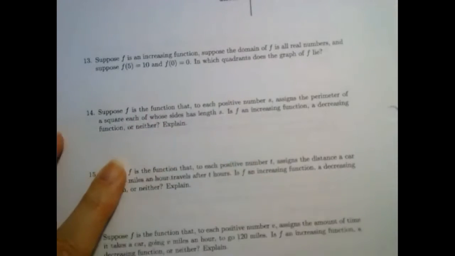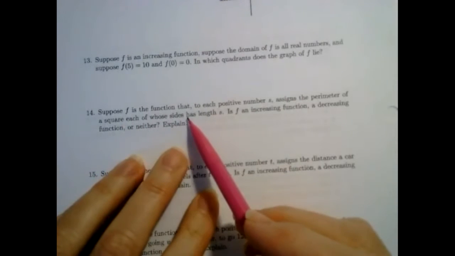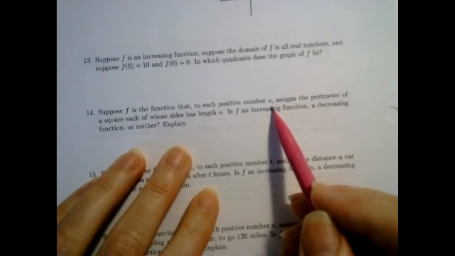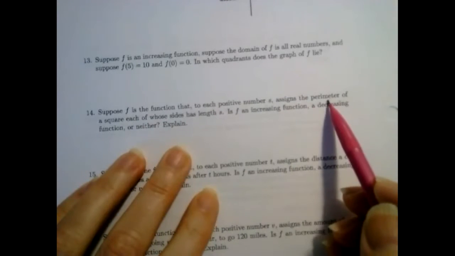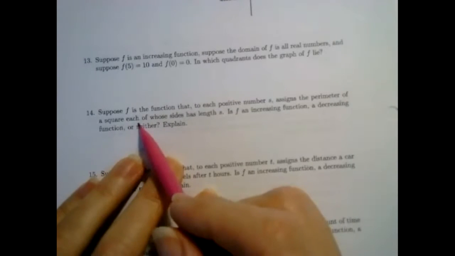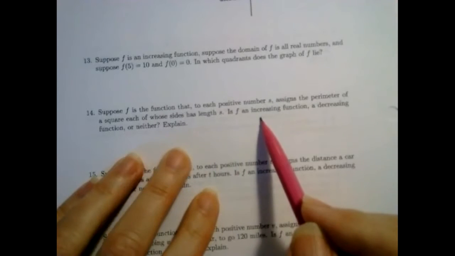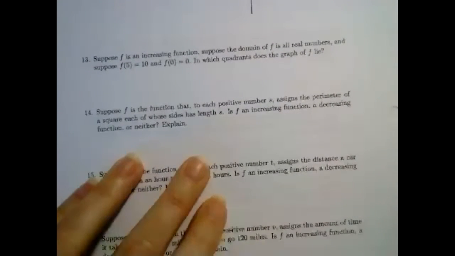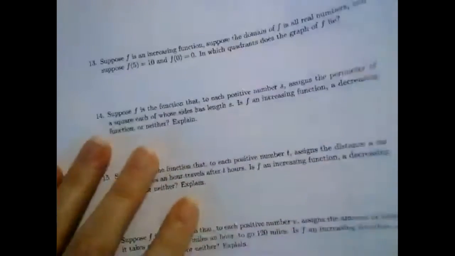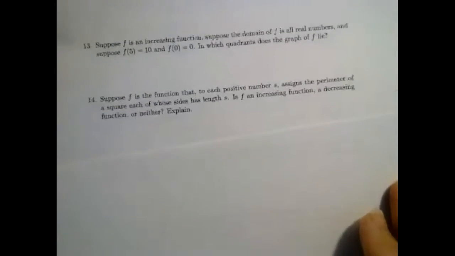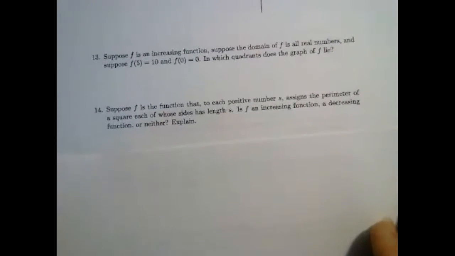Let's suppose that a function f, sorry, is the function that to each positive number s assigns the perimeter of a square, each of whose sides has length s. Is f increasing, decreasing, neither, whatever, explain. All right. So this is the problem. Step number one, we have to understand what this function is they are talking about. And then once we do that, we answer the question.